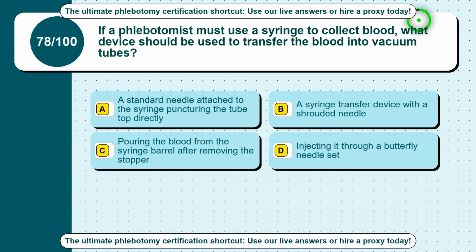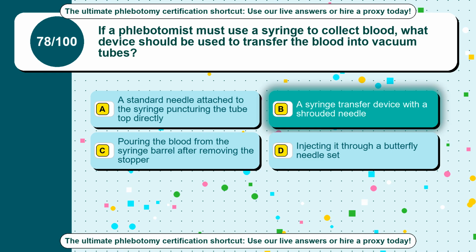Question 78. If a phlebotomist must use a syringe to collect blood, what device should be used to transfer the blood into vacuum tubes? Option A. A standard needle attached to the syringe puncturing the tube top directly. Option B. A syringe transfer device with a shrouded needle. Option C. Pouring the blood from the syringe barrel after removing the stopper. Option D. Injecting it through a butterfly needle set. The correct answer is option B.